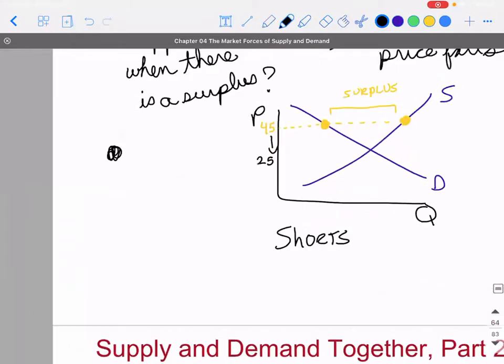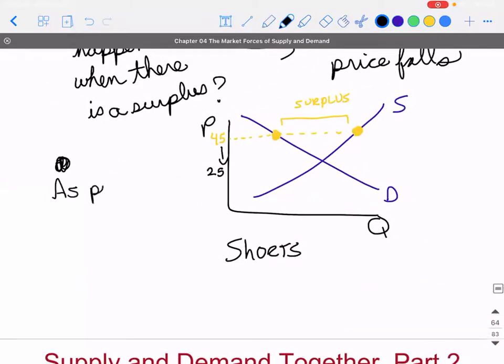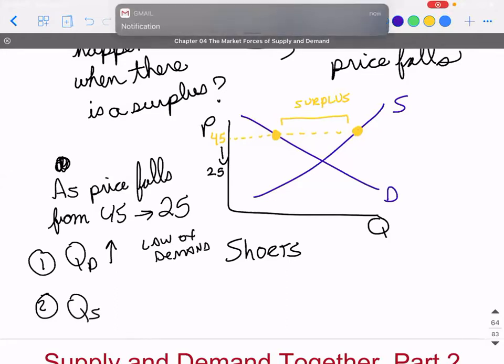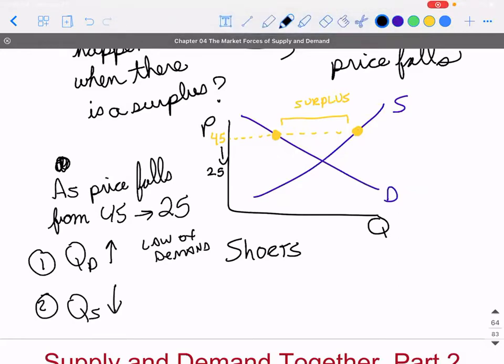Very important what I'm about to write here. As the price falls from 45 to 25, two things happen. Quantity demanded rises. We know that because of the law of demand. And quantity supplied falls. And we know that because of the law of supply.